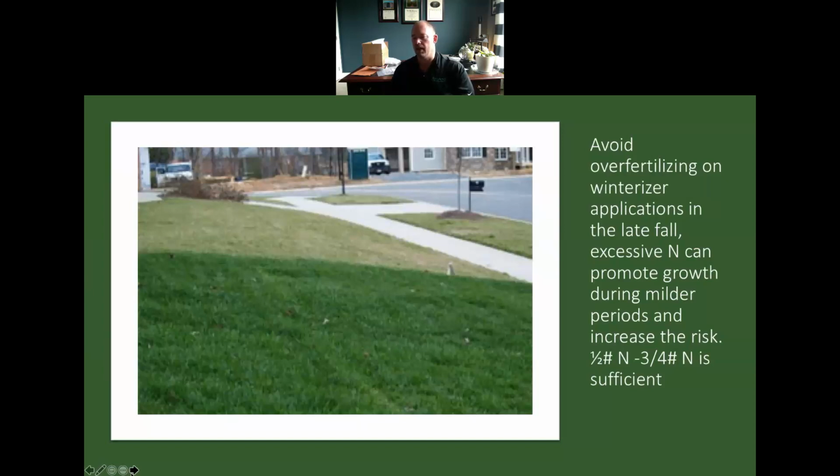So typically, when we talk about winterizer applications, a half a pound to 3/4 of a pound of nitrogen is more than sufficient. Keep in mind that typically in the off season, the grass isn't really actively growing. It's not producing new tissue and tillering and growing rhizomes and stolons. But what it is doing is still actively photosynthesizing. And so any fertilizer that you're putting on there is going to be building up amino acids and building up carbohydrate reserves underground.